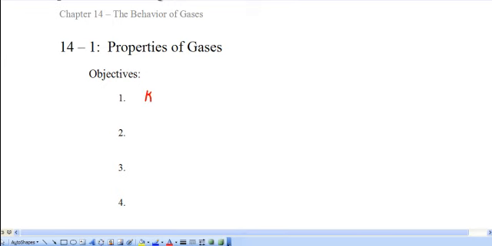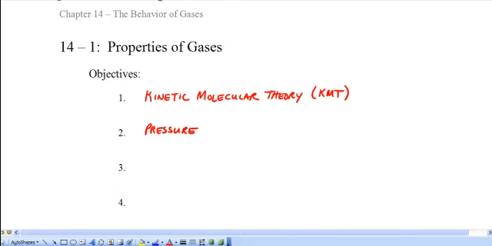objectives. Again, we're going to review the kinetic molecular theory. Sometimes it's just abbreviated KMT. That's actually from Chapter 13. We're going to take a look at, in particular, pressure. It's one of the parameters of a gas that you may be less familiar with.